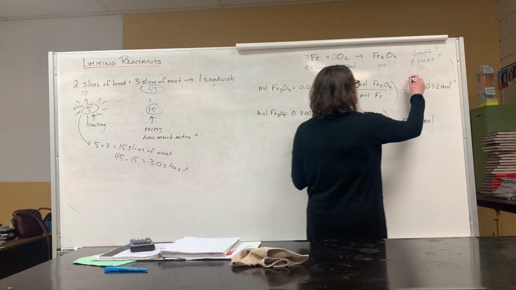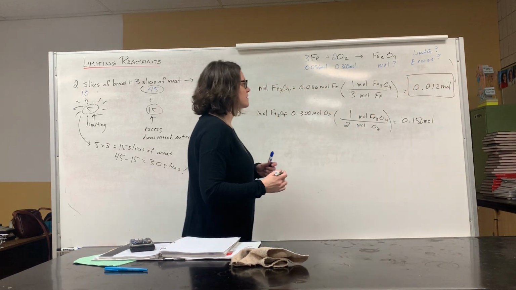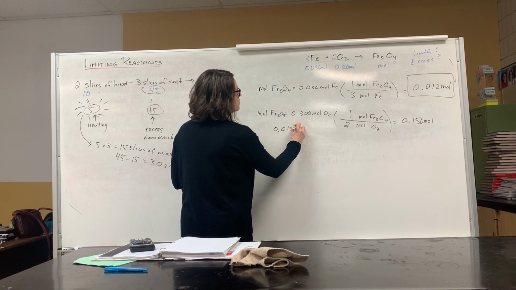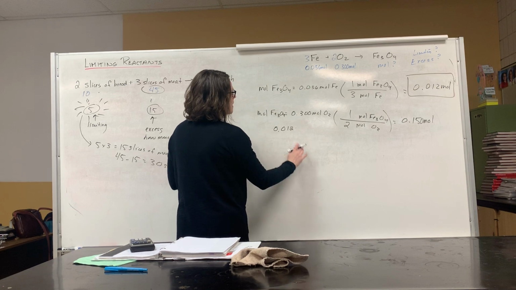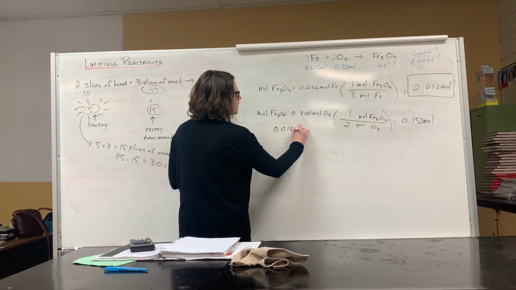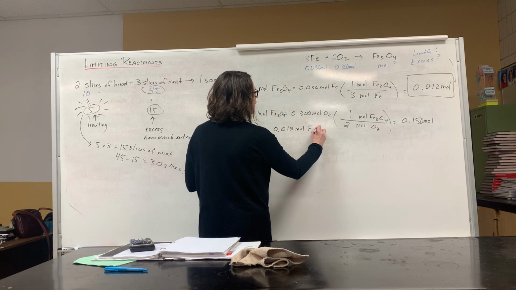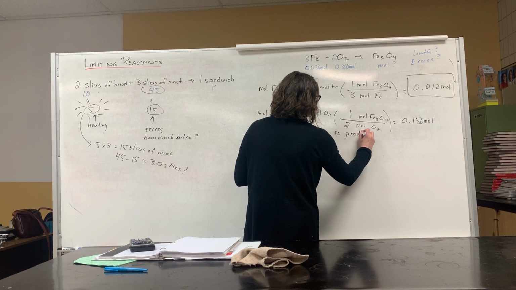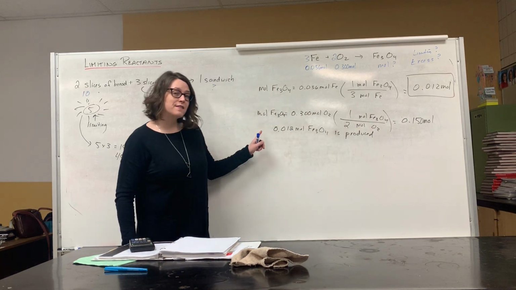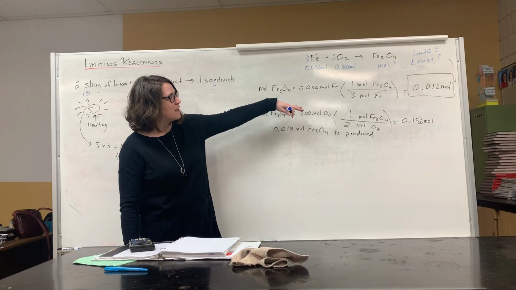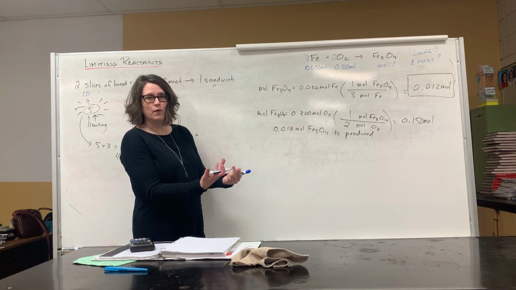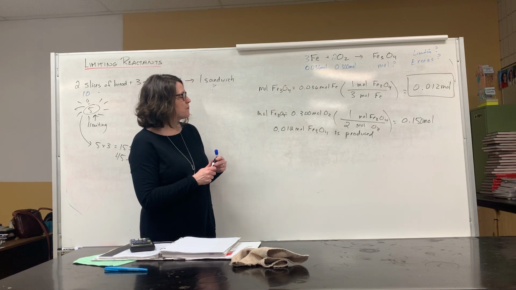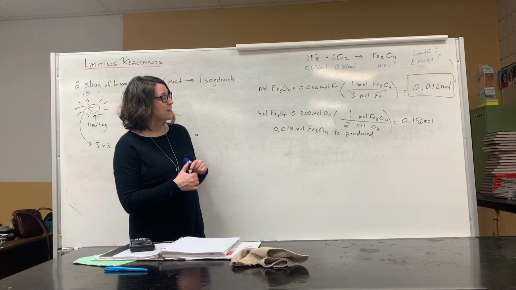So your answer then is going to be this. You are going to say 0.012, just 2 sig figs, 0.012 moles of iron oxide is produced. You have to state that. Some people just leave it and don't state that. Well, that's not answering the question. You have to say which one is the right answer, which one is the true one. So 0.012 moles of iron oxide is produced.